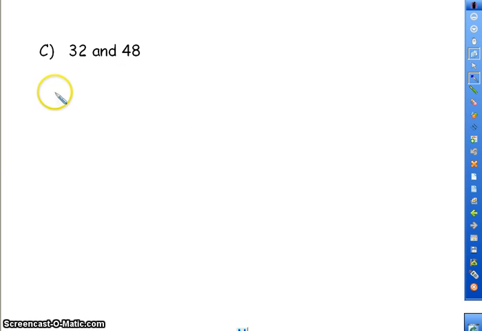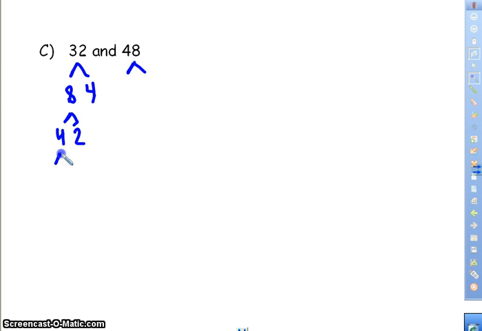Okay, and our last one, 32 and 48. So I have 8 times 4, which can break down to 4 times 2, and then 2 times 2. I have a lot of 2's here. Once again, circling it just helps you keep everything organized. And then I have my 2 times 2.